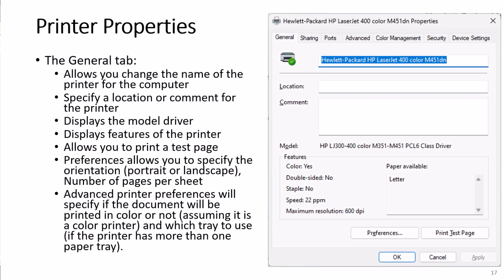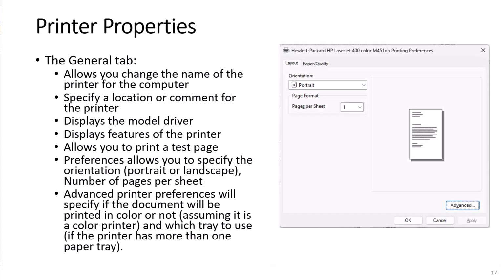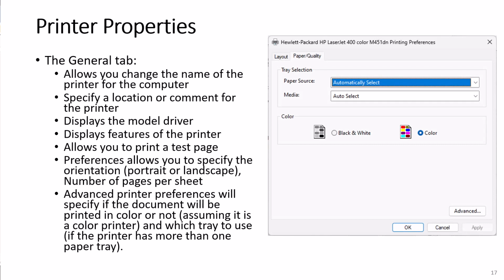The General tab allows you to change the name of the printer for the computer, specify the location or comments for the printer, display the model driver, display features for the printer, and print a test page. Preferences allows you to specify the orientation, portrait or landscape, and the number of pages per sheet. Advanced Printer Preferences will specify if the document will be printed in color or not, assuming it is a color printer, and which tray to use if the printer has more than one paper tray.